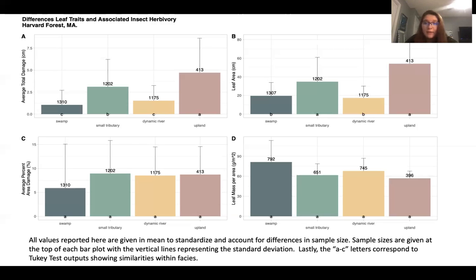Lastly, panel D shows the leaf mass per area across the facies. Here we see a similar pattern as with panel C, where there is no statistical difference across the facies. However, unlike the other panels, the swamp has the highest LMA when compared to the other facies. This isn't a statistically significant difference, however. Further work will look at the spread in LMA within the facies to see if it will be more informative of the variability.